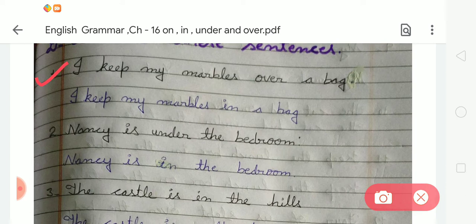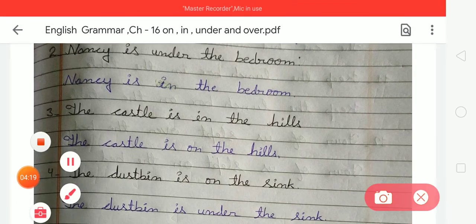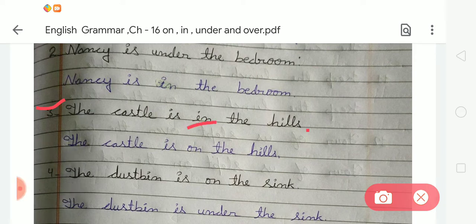First, I keep my marbles over a bag. So we have to write, I keep my marbles in a bag. Okay, in is correct. Second, Nancy is under the bedroom. So we have to write, Nancy is in the bedroom. Come to the next, number 3. There is a sentence, the castle is in the hills. So in the place of in, we have to use the word on. Okay, the castle is on the hills.